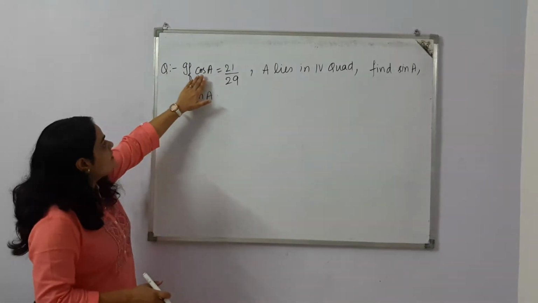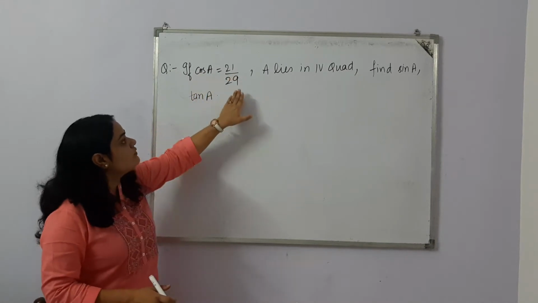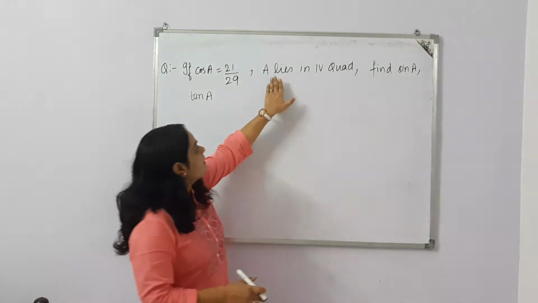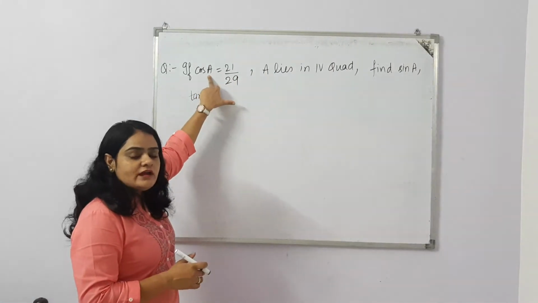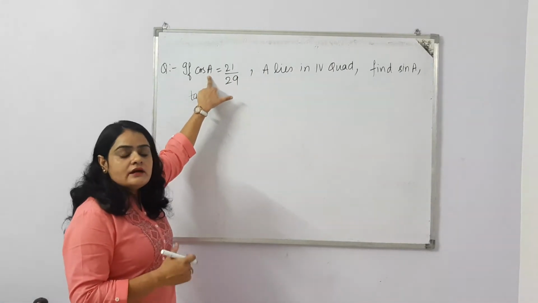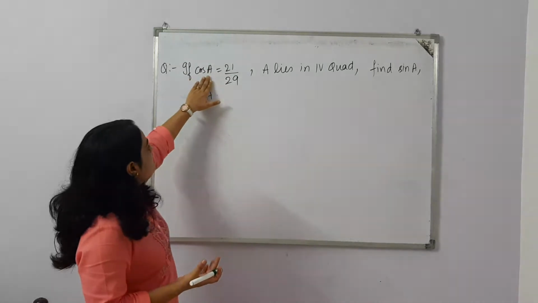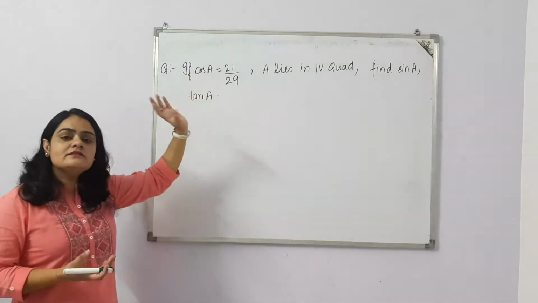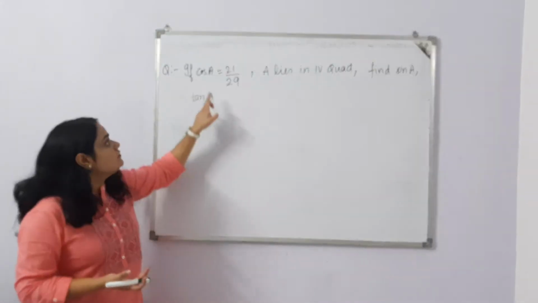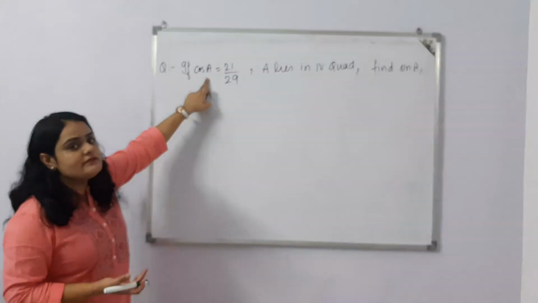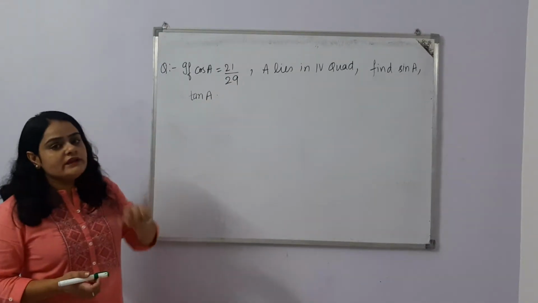So in this question, cos A is equal to 21 by 29. What is A? A is your angle. In the previous video, instead of A we took theta. Theta is an angle. So whatsoever is coming along with sine, cos, tan, secant, cosecant and cot, that is the angle. So here A is an angle, and cos A is equal to 21 by 29.